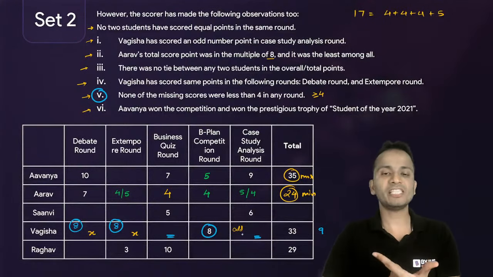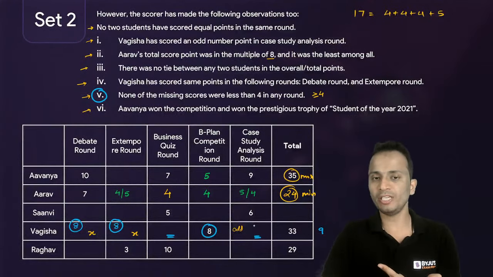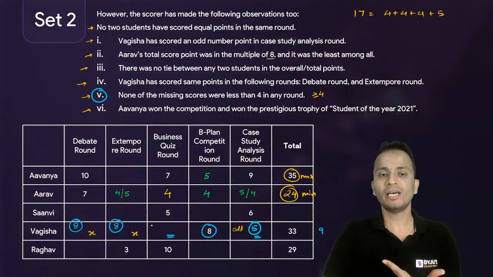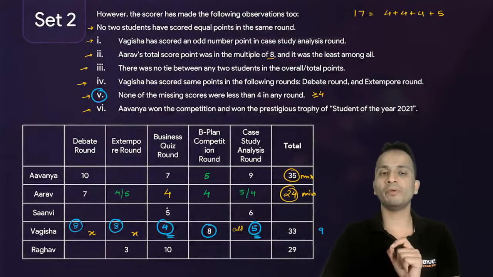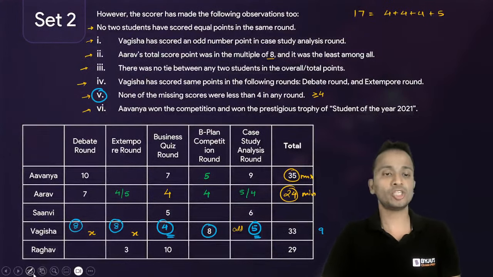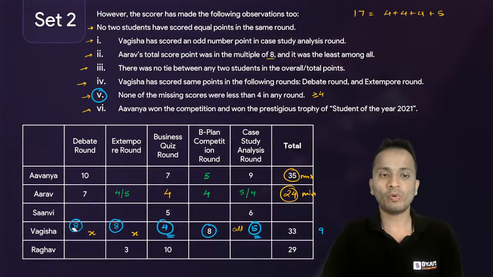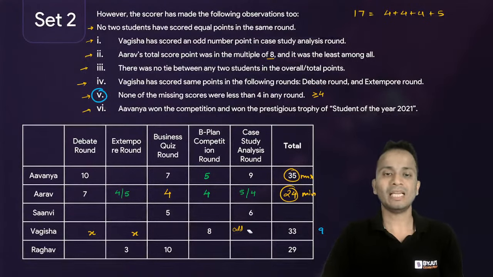In case study, Vagisha scored an odd number of points, so it will be 5 here and 4 in business quiz round. Now if Vagisha has 4 in business quiz, Arnav also has 4, which is not possible because two of the scores should not be the same. So Vagisha cannot score 8 in this round. Fine.